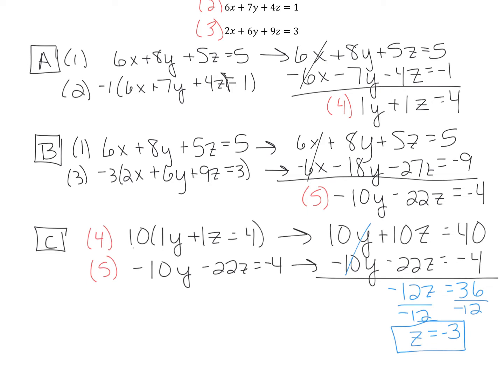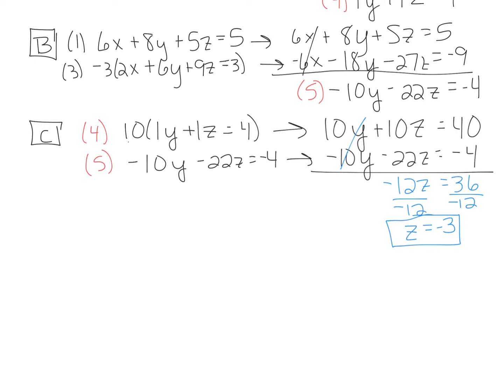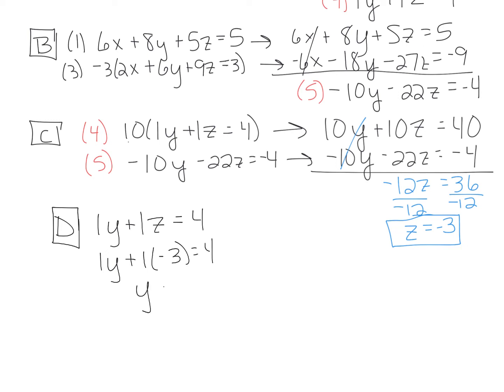So from here, we just have to plug in to find the values of the other two variables. For step D, I'm going to take the -3 and I'm going to plug into either of the two equations. I think equation 4 is a little easier, so I'm just going to write it and plug in the -3. And I have those ones in front of the y and the z. We really can drop them because they're just there to help us add. So this is going to give me, when I add the 3, y equals 7.